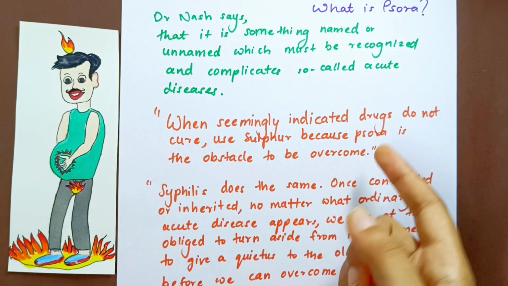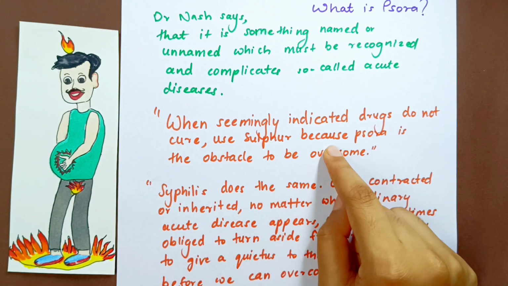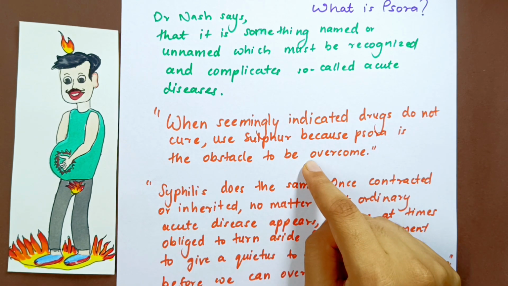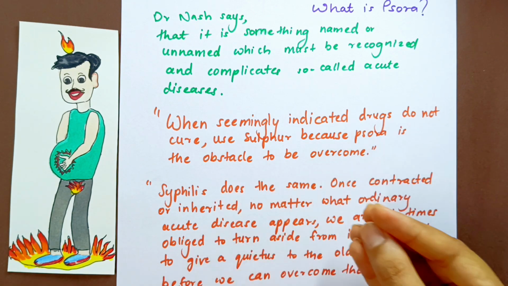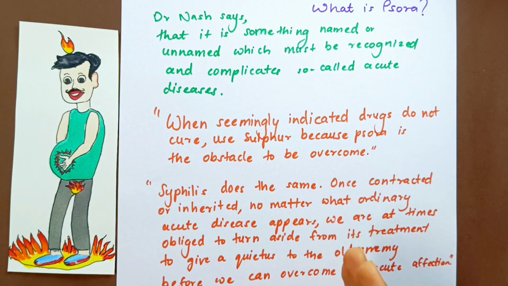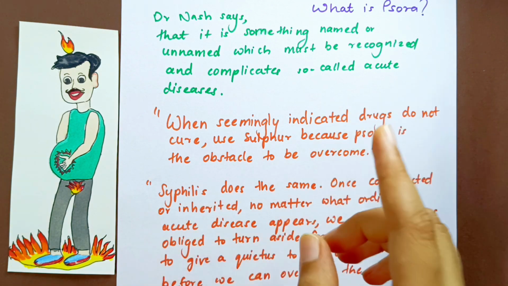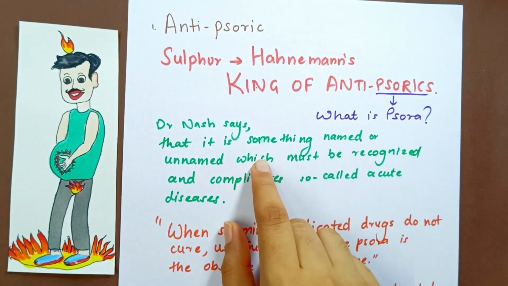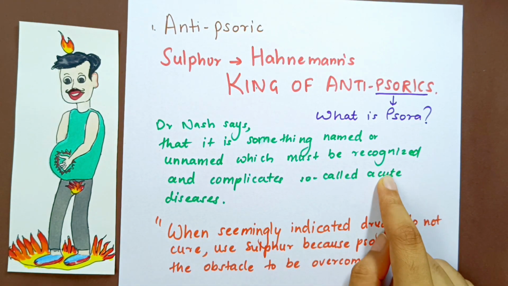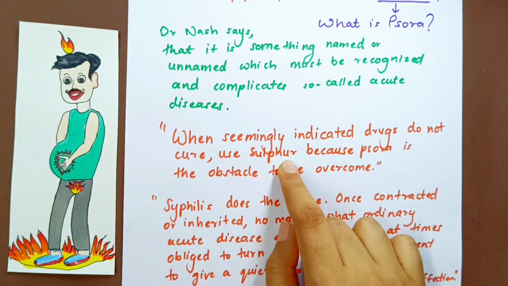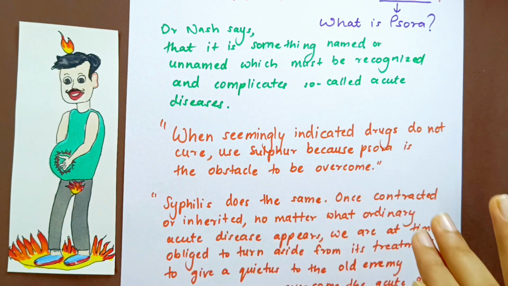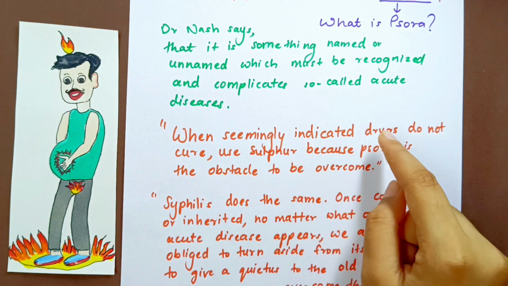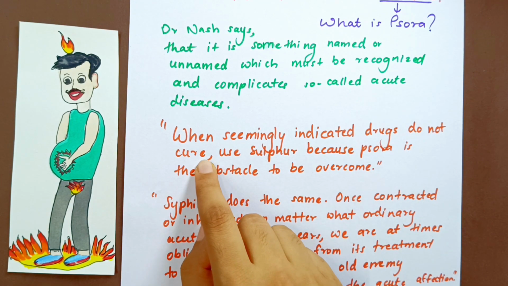Now what to do? So Dr. Nash says use sulfur because Psora is the obstacle to be overcome. So here we understand that even if the seemingly indicated drug is not curing, which it should because there is the law of similia, right? It should cure. But it is not. That itself means that there is Psora, something which is complicating the case. So you use sulfur because Psora is an obstacle to overcome. Now if you give sulfur, it will help clear up the case, and after sulfur, if you give the seemingly indicated drug, then the patient will get cured of any disease that he or she has.